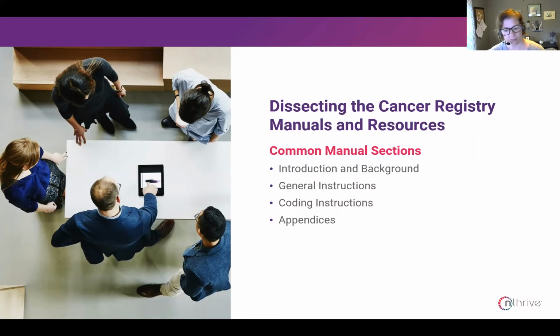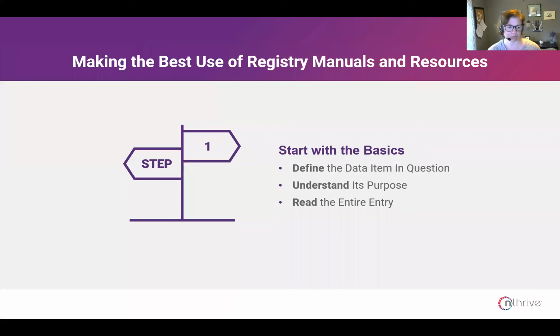Now let's consider how best to work with the coding instructions within our manuals. Start with the basics. That is, start with the descriptions when reading a coding instruction, especially for key data items. This will help us understand the purpose behind each required data item. Knowing the reason why a data item was created can help us better capture information for its intended use.